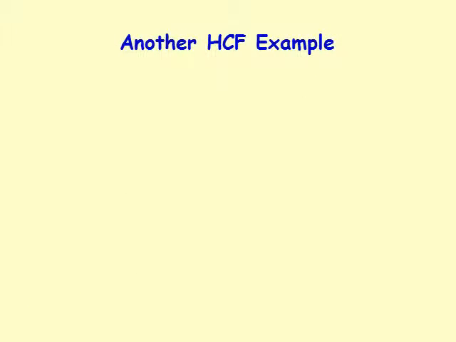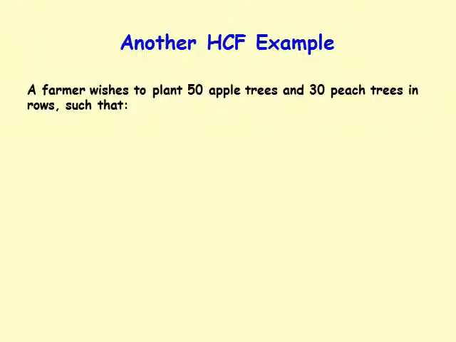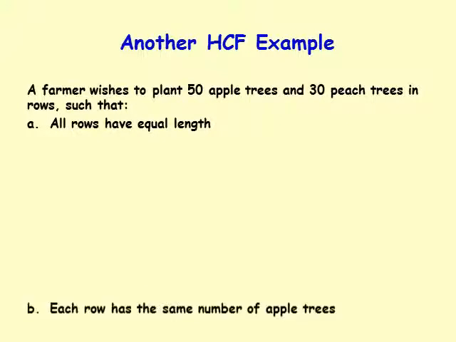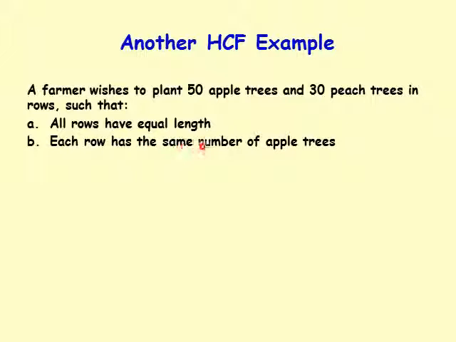Another example. A farmer wishes to plant 50 apple trees and 30 peach trees in rows such that all rows have equal length. Each row has the same number of apple trees. And what's the maximum number of rows? That's the question. 50 apple trees and 30 peach trees, all rows of equal length, each row with the same number of apple trees.